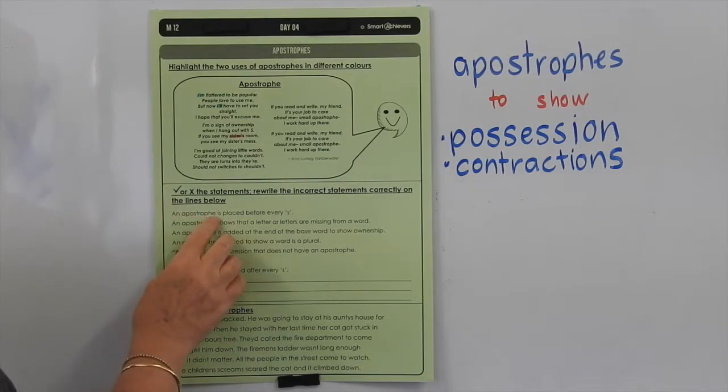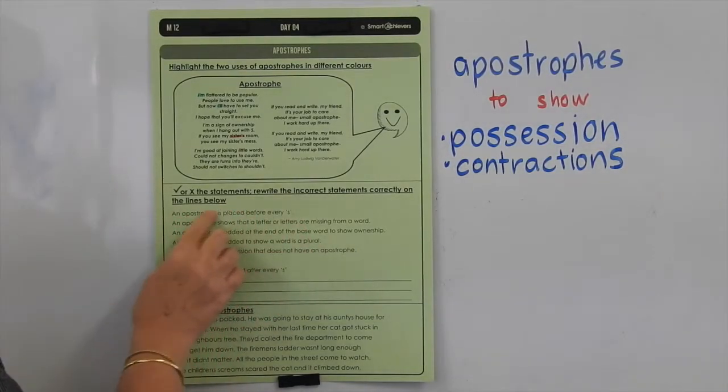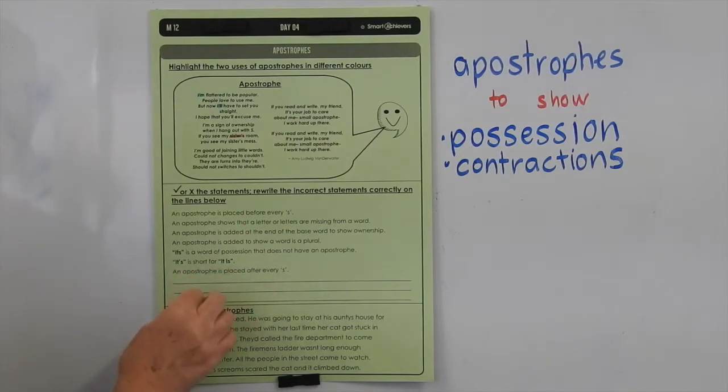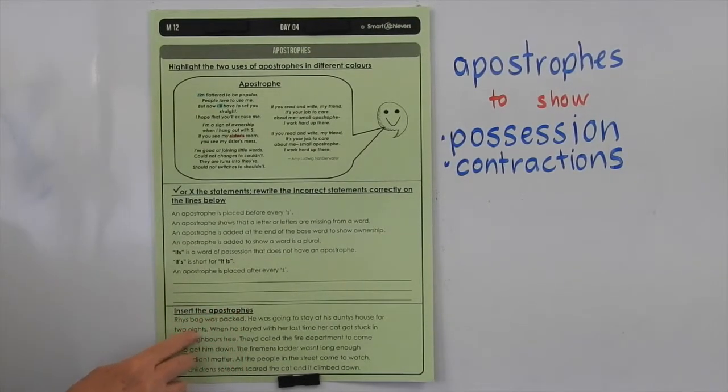So an apostrophe is placed before every S. You have to tick or cross that if you think it's right or wrong. If it's wrong, rewrite it down here so it makes sense. Down the bottom here, you have to insert the apostrophes. Now, once again, we're putting in apostrophes here to show both possession and to indicate where we've joined two words together to make one word. So we're using the apostrophe to show the contraction.